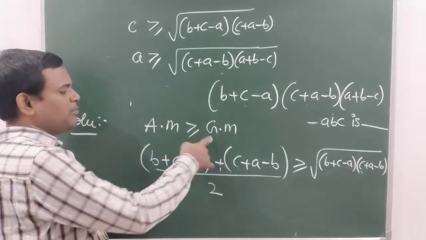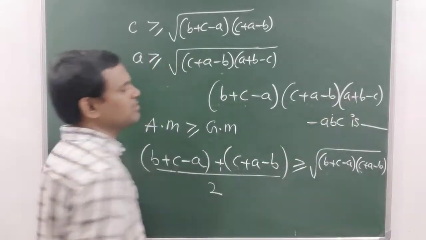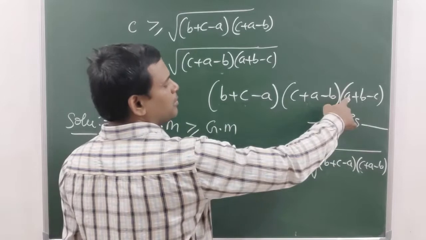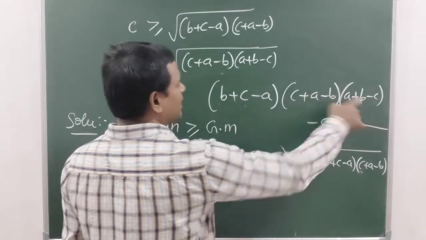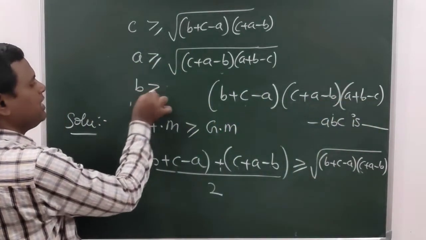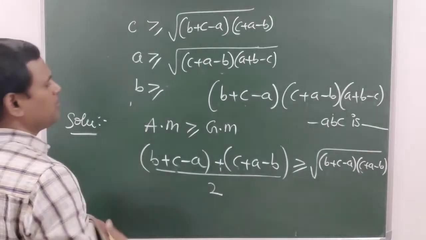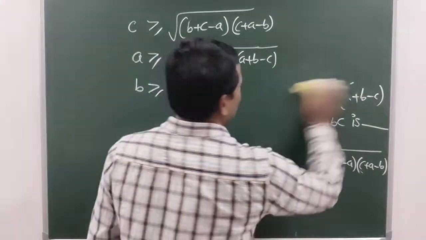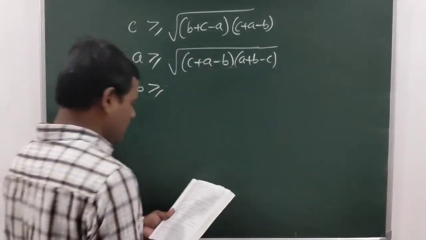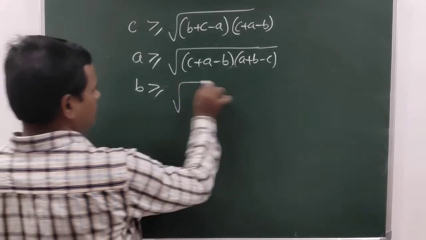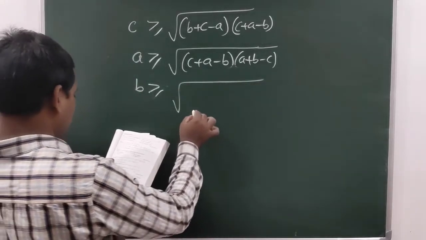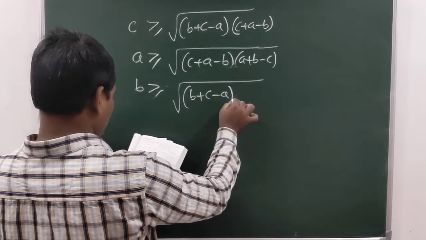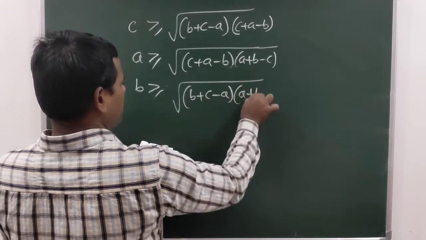Similarly, apply the same relation for the first one and last one. Here minus A plus A cancel, and plus C minus C cancel, B will be left. B is greater than or equal to the square root of the product of first and last, B plus C minus A into A plus B minus C.